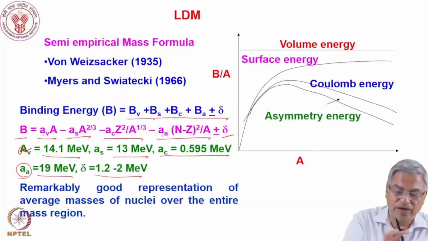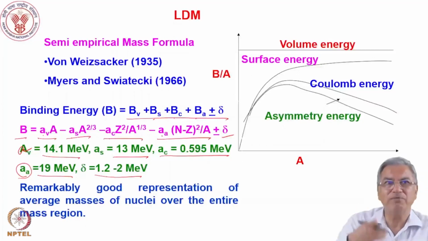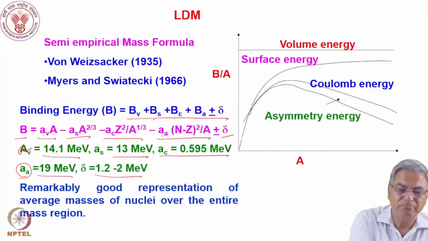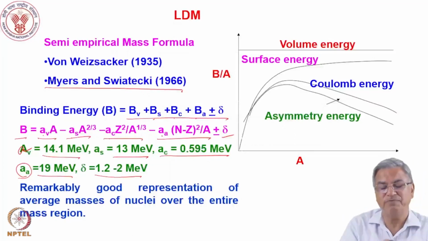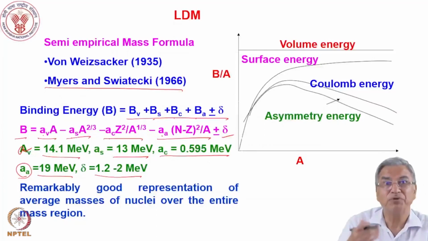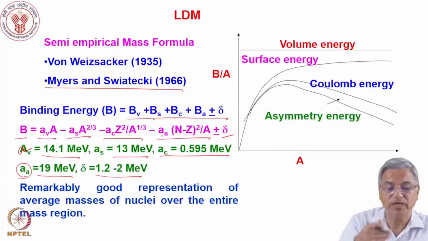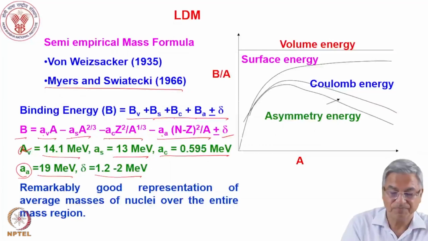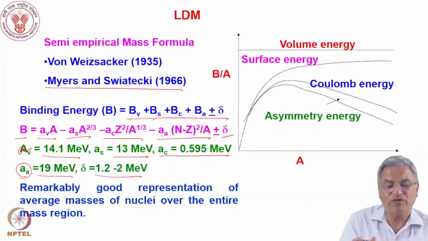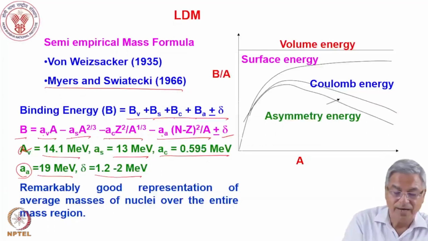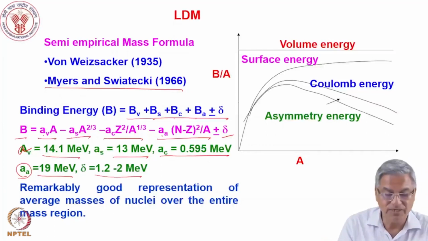So now these 5 parameters have been undergoing a lot of refinement over the last many years. Myers and Swiatek in 1966 gave a very enhanced prediction of the nuclear masses. Myers and Swiatek are known to have developed the liquid drop model to a greater extent, because the constants that have been obtained now, they owe them to Myers and Swiatek. In terms of these 5 constants, you can calculate the masses of nuclei, and they give a remarkably good representation of the average masses of nuclei over the entire mass region.